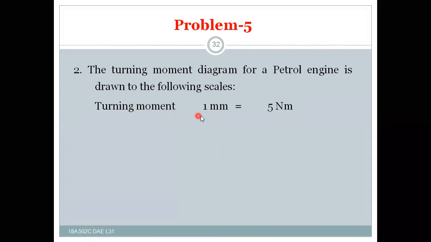So turning moment 1 mm is equal to 5 Newton meters, and crank angle 1 mm is equal to 1 degree. By multiplying this, you will get the area of the turning moment diagram. That means 1 mm into 1 mm is equal to 1 mm square, that you will get 5 Newton meter of torque transmitted, right?